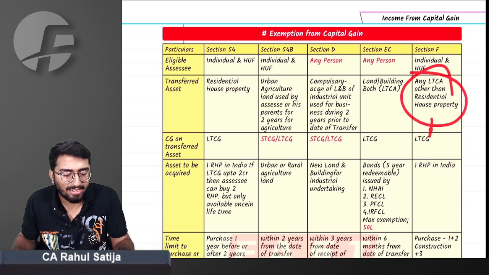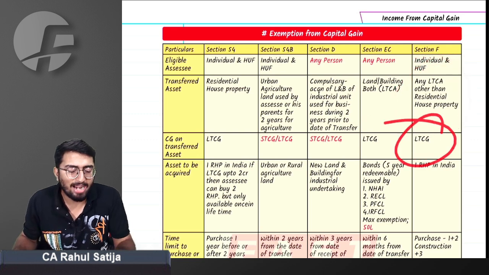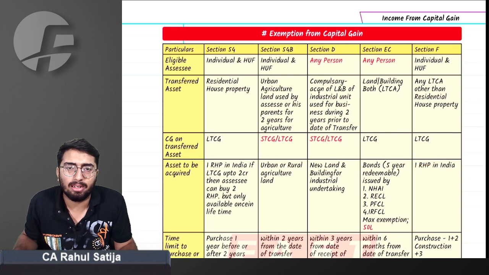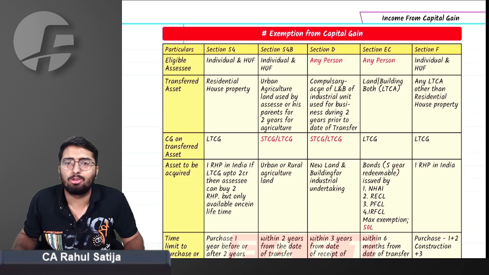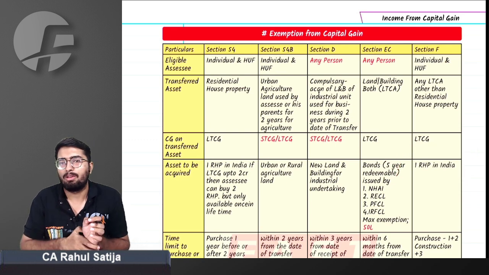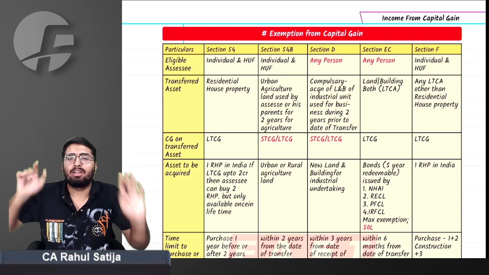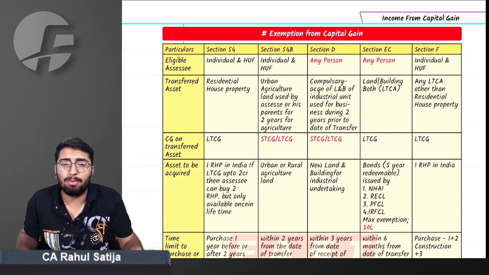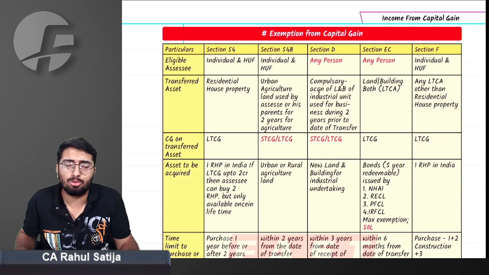Any long-term capital asset other than residential house property, and the gain is long-term capital gain. Sir, it shall be exempt if we acquire any one residential house property in India. What I am saying is, any individual or HUF transfers any capital asset other than residential house property and the gain is long-term capital gain. That capital gain will be exempt if he acquires one residential house property.